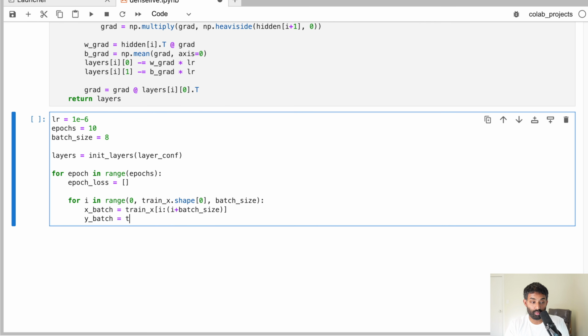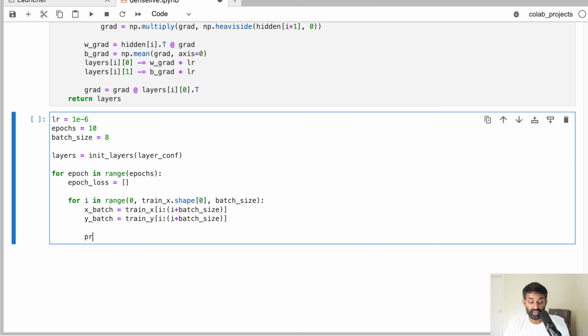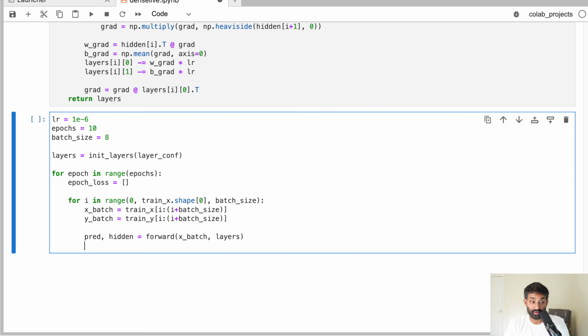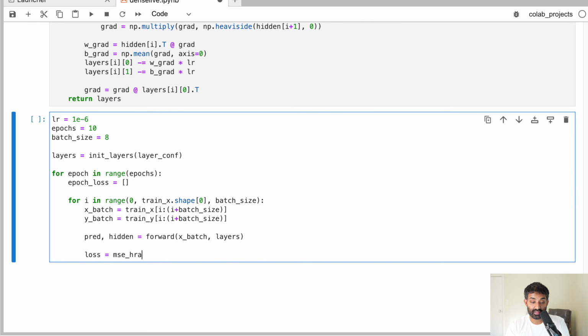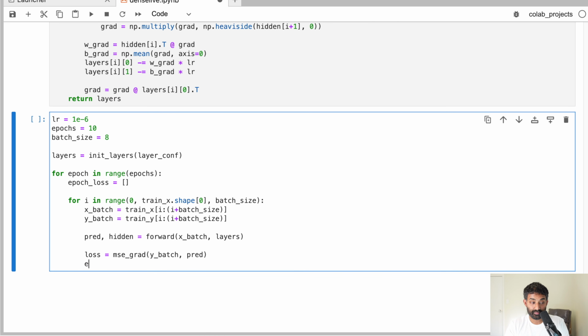And then we'll define our y batch, which will be similar. This is our target, what we're trying to predict. Then we can actually get our prediction and our hidden states by running the forward function and passing in our x batch of data and our parameters. Then we calculate loss with MSE grad, and we pass in our actual values and our predictions.